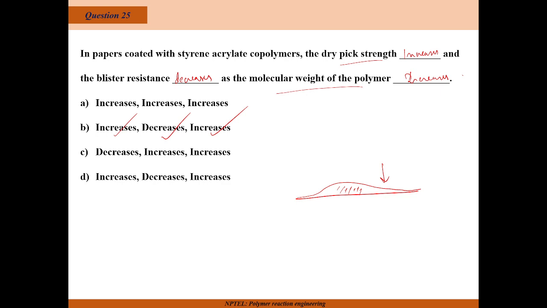Dry peel strength is the strength with which, suppose, any kind of force we are applying, how well it sticks and sustains it. And when dry increases, and wet is, how are we differentiating dry peel and wet peel? What I have to check. I think I don't know the exact difference.